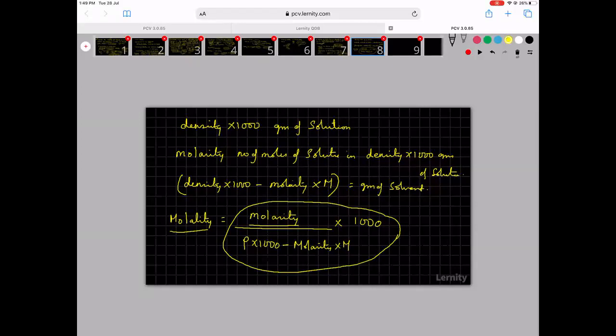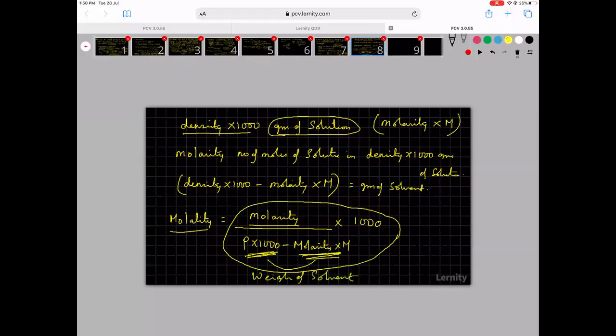How did I get it? So density into 1000 gives you the number of grams in the solution. Now molarity is equal to number of moles in density into 1000 grams. So molarity into molar mass will give you the weight of the solute. So from the weight of the solution, I have removed the weight of the solute, so that I get the weight of solvent.